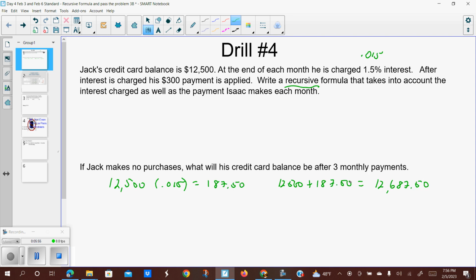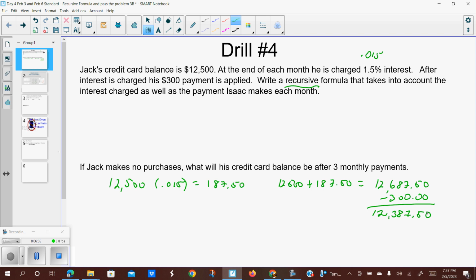So then that's what we're going to owe, but we're going to make a payment. So we're going to go ahead and subtract $300 because we're going to make a payment to the credit card company. And after we make our payment, our new balance is $12,387.50. So just to give you an idea what we're looking at, because this is only after the first month, we now have a new balance of $12,387.50.